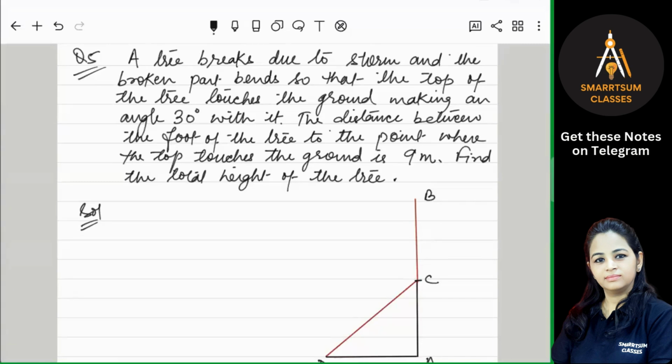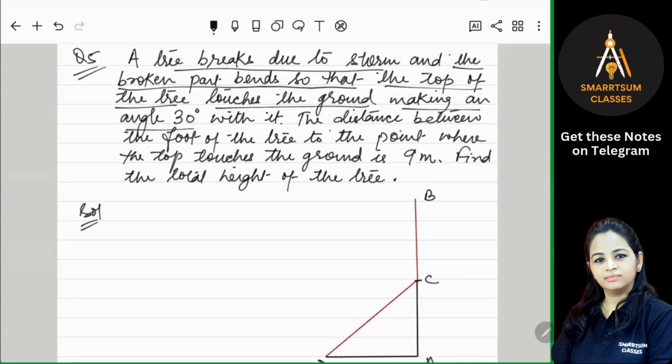So now in continuation, let's do this question. Question number 5. A tree breaks due to storm and the broken part bends so that the top of the tree touches the ground, making an angle of 30 degrees.